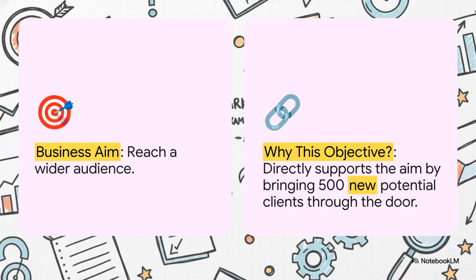Perfect. And now for the most important part. Why? Well, this objective directly supports the business aim of reaching a wider audience. I mean, bringing in 500 new people is reaching a wider audience. This simple justification sentence shows the examiner you're thinking strategically. You're connecting your objective to creating a whole new marketing database and boosting that long-term revenue.